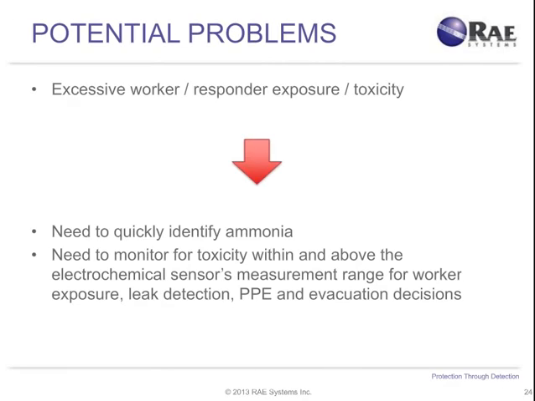So what are the challenges in case there is an ammonia spill, ammonia leak, or a risk of excessive exposure to ammonia? Basically, excessive exposure to ammonia, right? Health of people involved related to the toxicity of ammonia is the biggest concern in that scenario. So what needs to happen from the gas detection standpoint? You need to be able to quickly identify ammonia, and you need to monitor for toxicity.